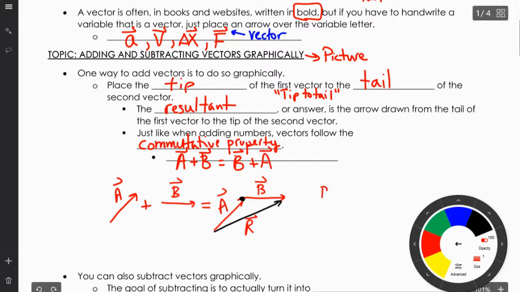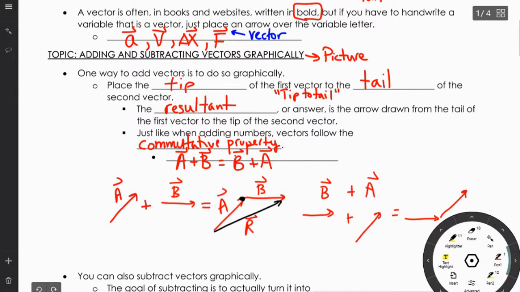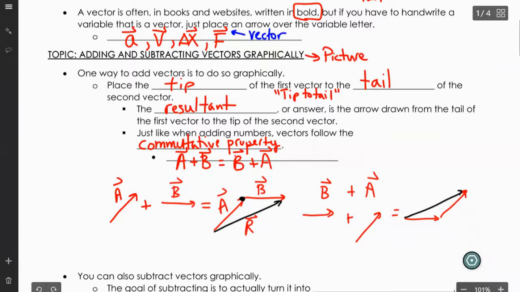Now let's say we did B plus A. All right, so we're going to do B plus A. Now this isn't going to be exact science, right? If I had drawn it out nicely, we're going to place the tip of B onto the tail of A, and then here's our resultant. All right, so there's R. So this is B, this is A, and this is R. And again, if I had drawn this nice and neatly, this R would be the same size as that R, because remember, adding follows the commutative property.